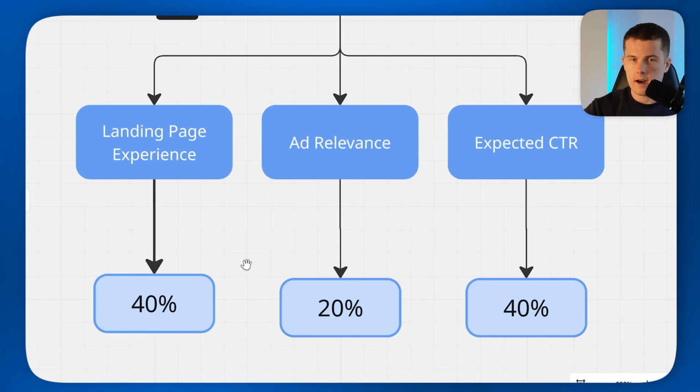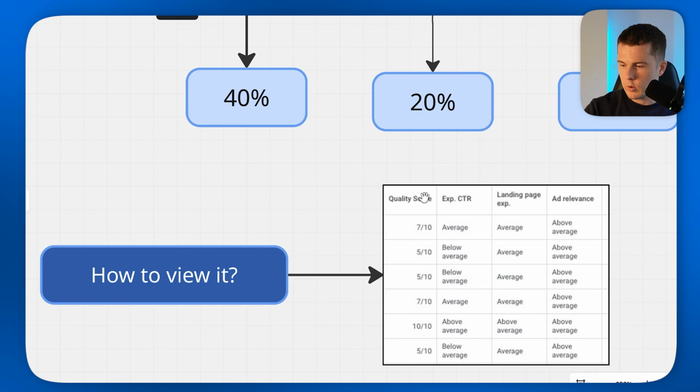So there is no hard and fast rule of what percentage each makes up, but generally speaking, what I found from speaking to other advertisers, what I found myself has the most profound impact is improving either landing page experience or expected click-through rate, and then to a lesser degree ad relevance. Now they're all quite important. I just find that there's slightly more weight placed on this guy, landing page experience, and this guy over here, expected click-through rate. So how do we view it?